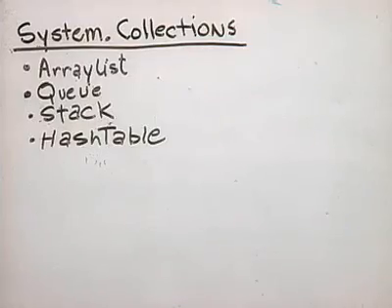To create and manipulate a collection of objects, the .NET framework has many classes. These classes come from the System.Collections namespace. Let's take a look. In the System.Collections namespace, there are several collection type objects that are used to store and manipulate a group of objects. Here are a couple of them: array list, queue, stack, and hash table.